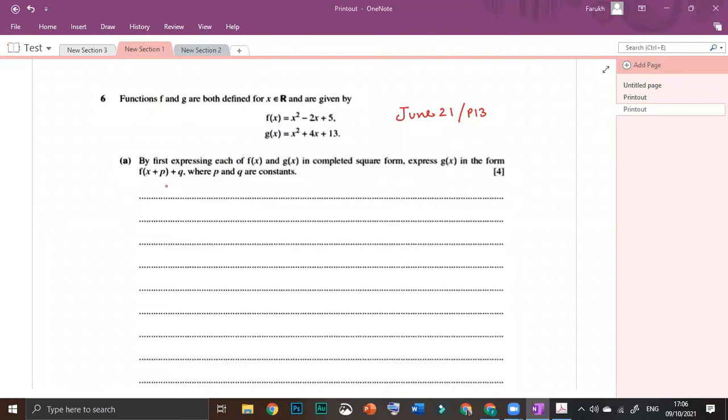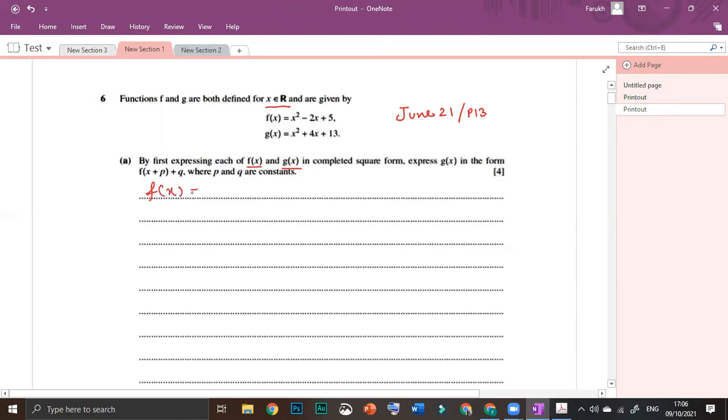The question is: functions f and g are both defined for x belongs to R. The domain is the whole number line. They are defined by f of x is equal to x square minus 2x plus 5 and g of x is equal to x square plus 4x plus 13. Part A: by first expressing f of x and g of x in complete square form. We will convert this one into complete square form.